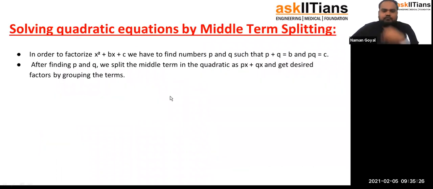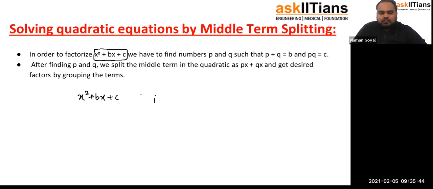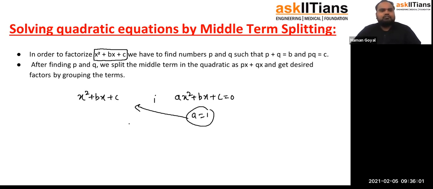Now let's see what the meaning of middle term splitting is. In order to factorize x square plus bx plus c, a quadratic in the form of x square plus bx plus c, right? Now a question may come to your mind: sir, the quadratic equation is in the form of ax square plus bx plus c is equal to 0, so why do we take x square plus bx plus c? See, if we take a as 1, then it becomes like that, so there is no problem.